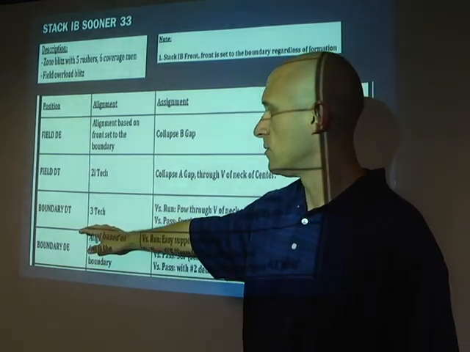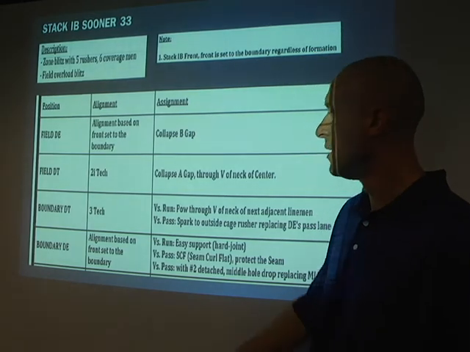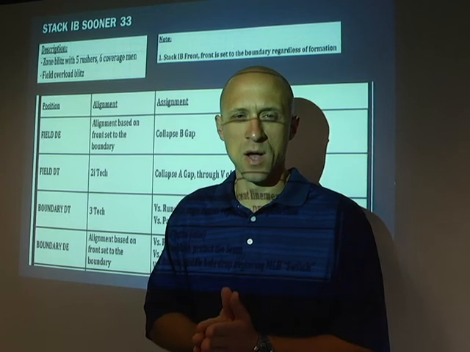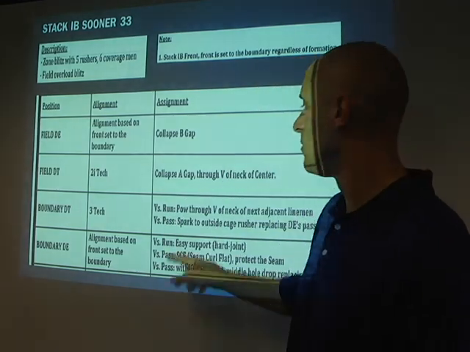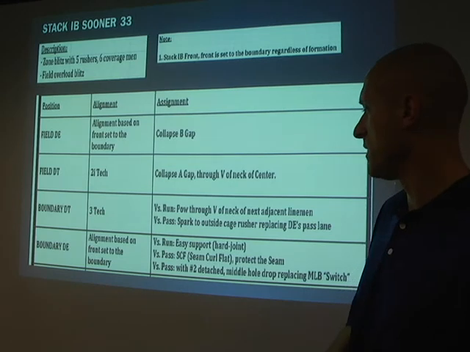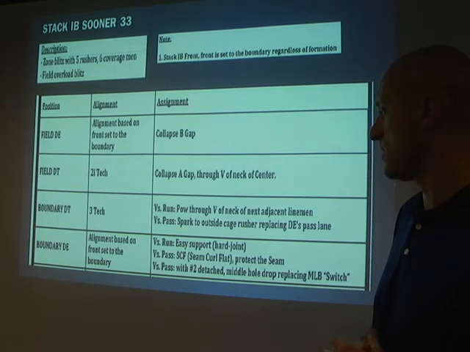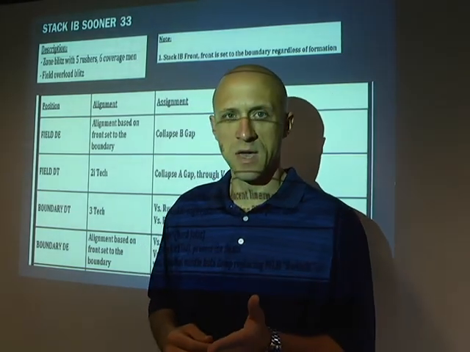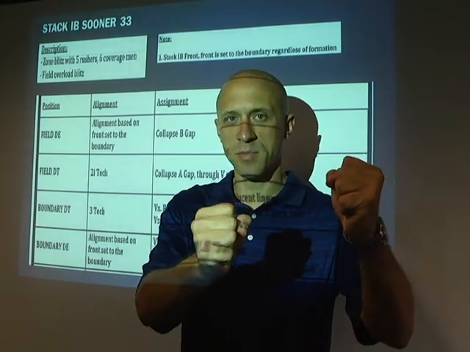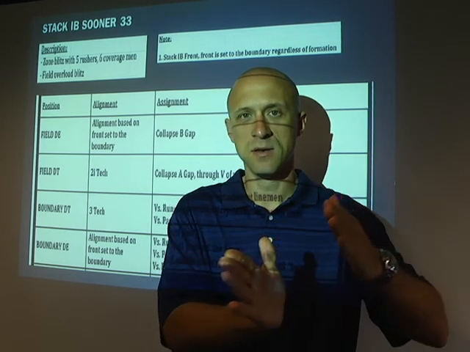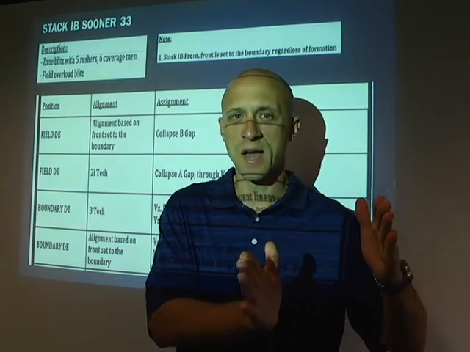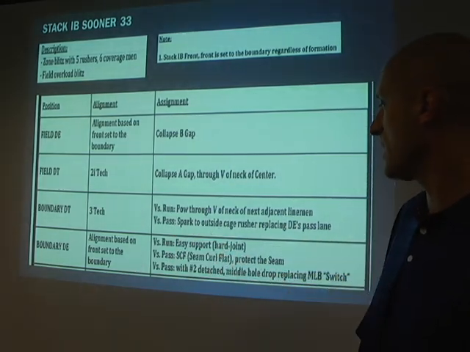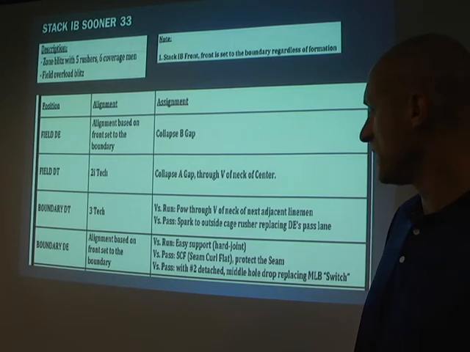Now, the boundary tackle, your 3 technique. You guys are reading run to pass. You read run and you react to pass. What that means is your job is to power through the V of the neck of the next adjacent lineman, which will be the offensive tackle. If you read a down block from him, your job is to maintain that gap leverage. Understand and read the flow of the next adjacent hat. If you get a high hat read, that comes into pass. You're going to spark to the outside cage rusher, replacing the defensive end's pass rush lane.